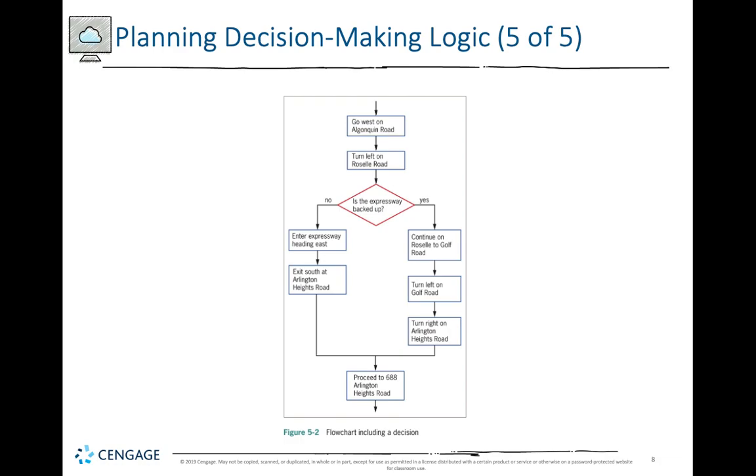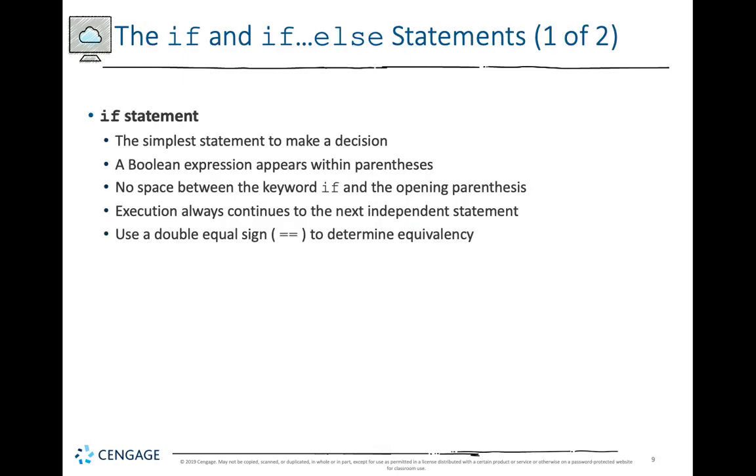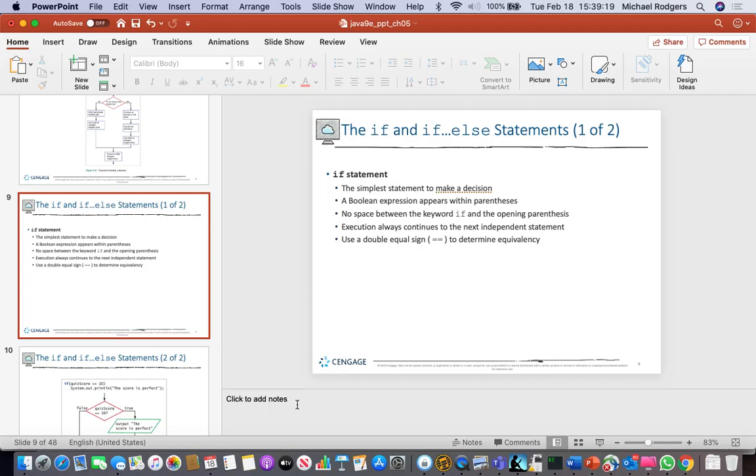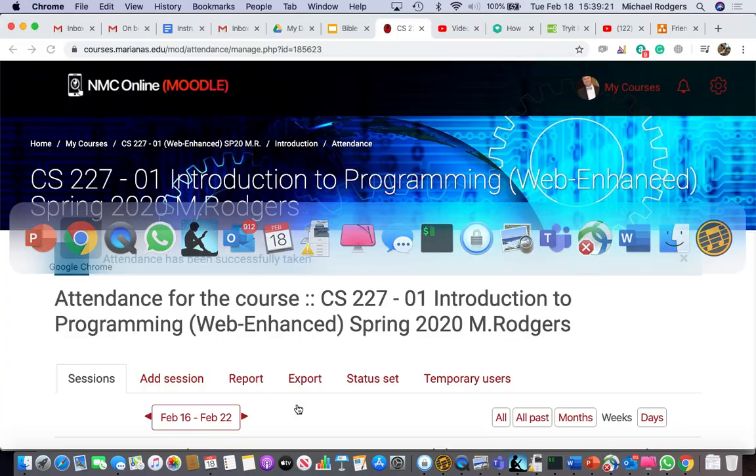Here's an example of a flowchart using decision-making logic. So you can see right here, you go west on Algonquin Road, you turn left at Roselle Road, and it asks the question, is the expressway backed up? And so you have to answer the question. If yes, you're going to do something different. If no, well, there's also different logic. All right, I'm going to exit out of that for a second. Basic flowchart for a moment.